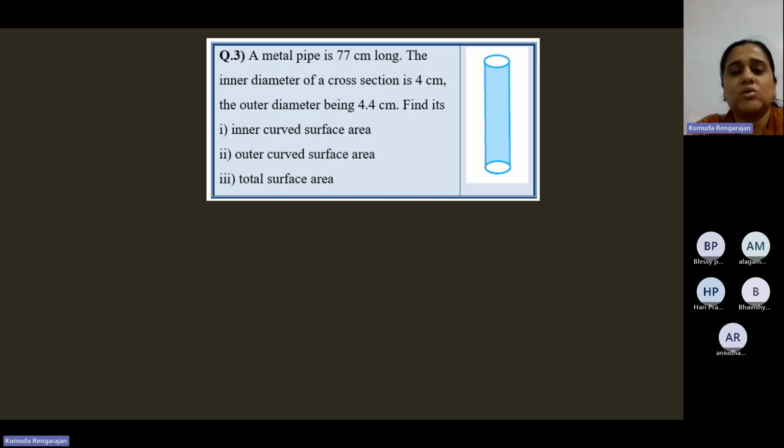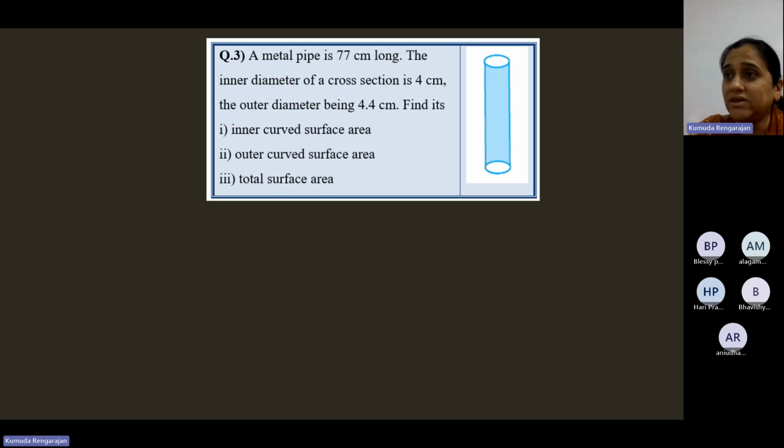So what's the formula to find the CSA? 2 pi rh. So inner CSA will be 2 pi small r h. Outer CSA will be 2 pi capital R h. I've told you that h is the same. Height of the cylinder is the same. Inner CSA, inner radius. Outer CSA, outer radius.